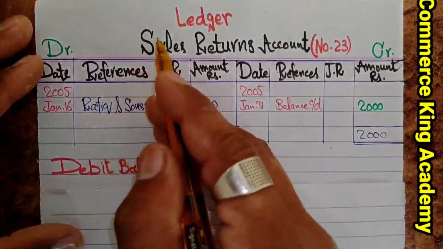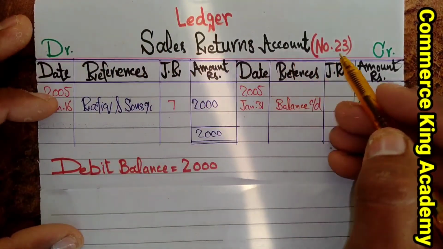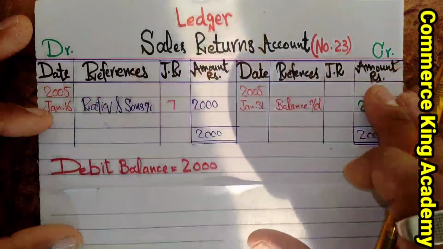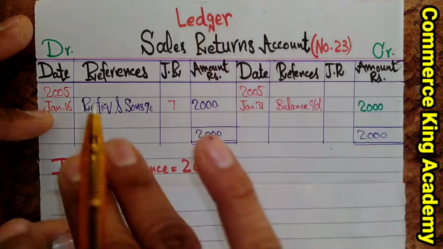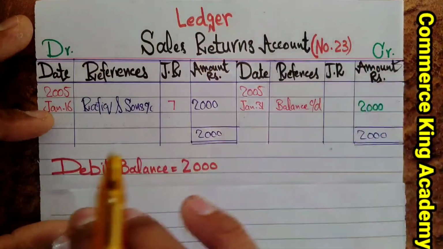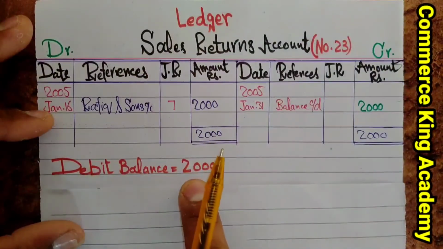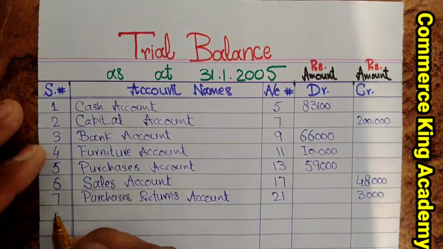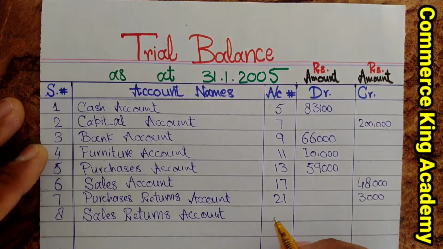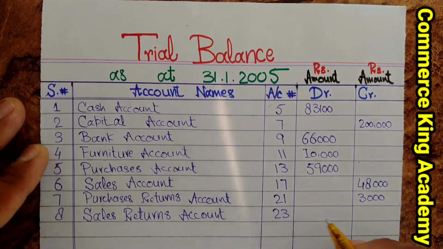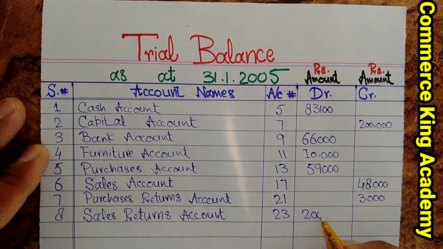Next ledger account sales returns, number 23, debit side, credit side. We have a difference of 2,000 rupees on credit side, so ultimately debit side is higher than credit side, so we have debit balance 2,000 rupees. Serial number 8, account name sales returns account, account number 23, debit balance of 2,000 rupees.